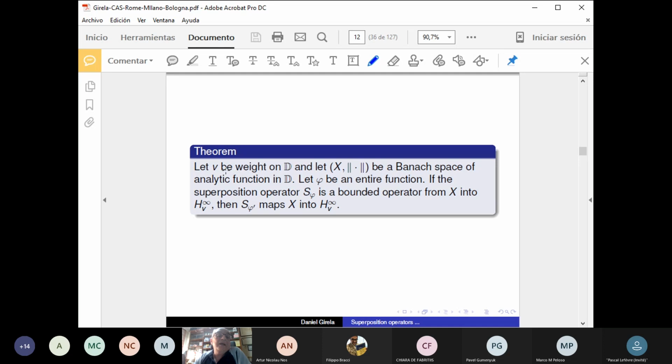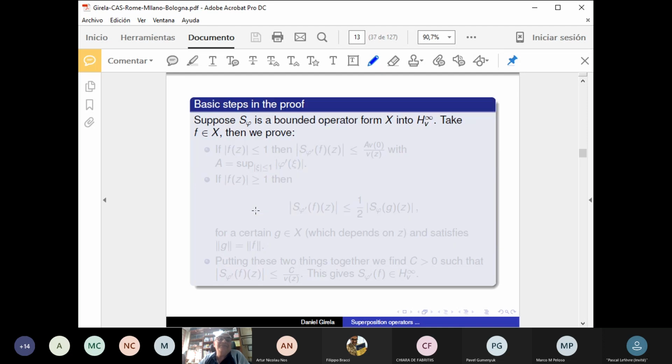If we have any weight as defined before, and a Banach space X of analytic functions in the disc, if we have an entire function phi so that S phi maps X into H infinity V, then so does S phi prime, the superposition operator induced by the derivative of phi. So more or less, I'm going to say a couple of ideas that we have in the proof.